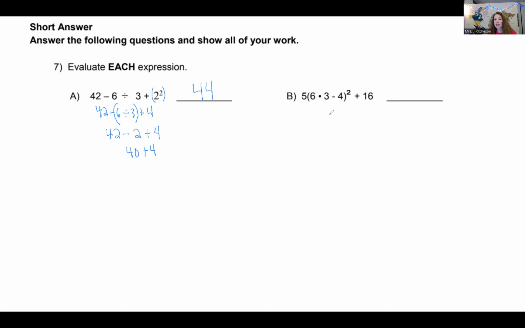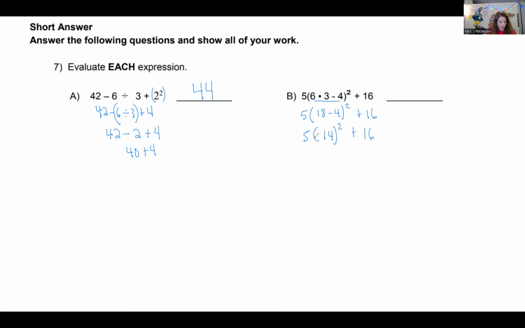Number 5, we got to do exponents first. So all of this in the parentheses is raised to the 2nd power. So within the parentheses, we're going to have to multiply first. So 6 times 3 is 18. All right, now we're going to finish up our parentheses. So 18 minus 4 is 14, and we're going to square 14.